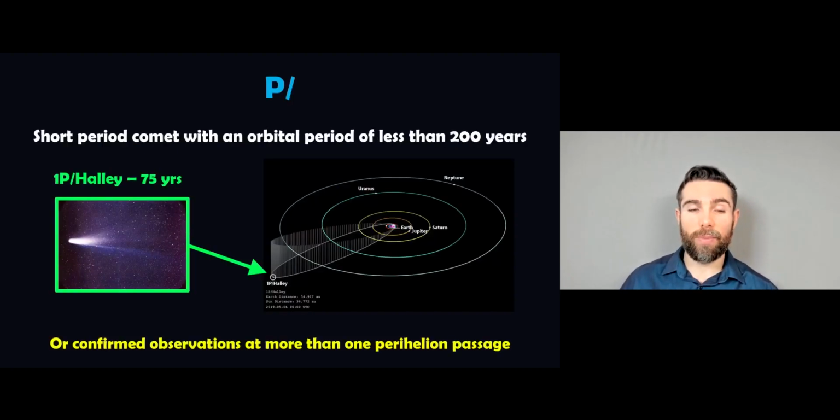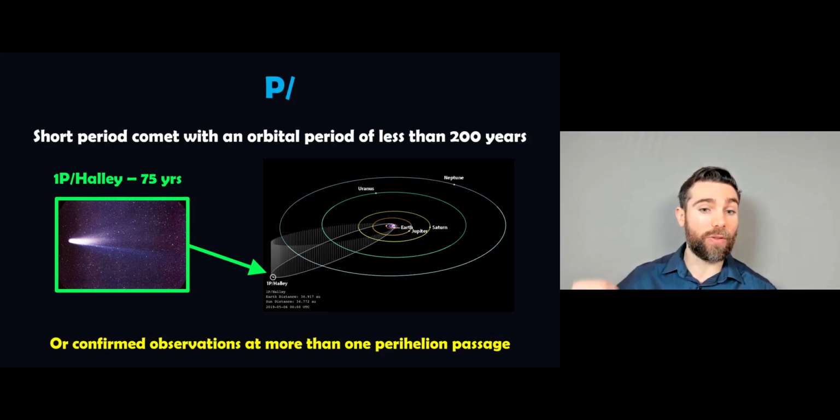The first type refers to a periodic comet, normally referred to as a short period comet, and these have orbital periods of 200 years or less. So it takes 200 years or less to go around the sun and then back around again. It might also refer to a comet that has been observed more than once to pass the perihelion, which is the closest pass to the sun as it comes around.